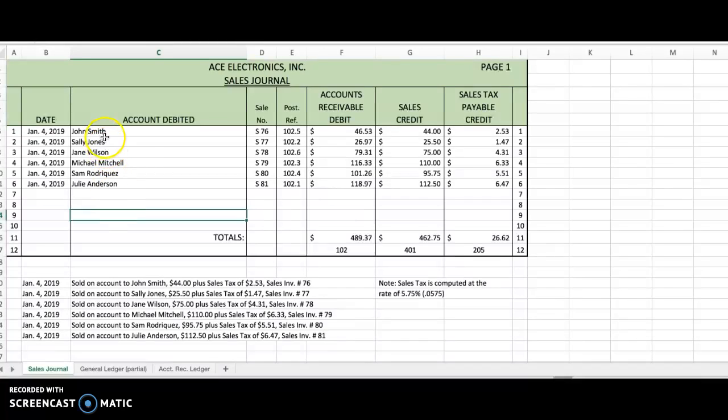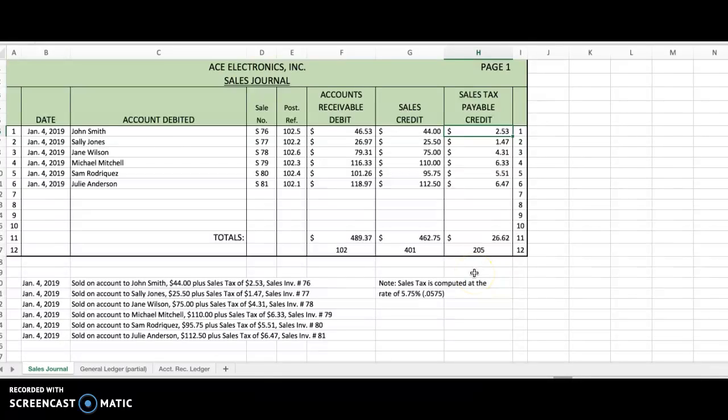So, journalizing you've done before, and here's an example. January 4th, first one is John Smith. His source document is a sales invoice. We abbreviate S76. And we'll come to the posting reference in a few minutes. And you see the transaction here. And I want to remind you how this works. The sale is $44 for John Smith, but he owes us more because he owes us not only the sales amount of $44, but also the sales tax on that sale.